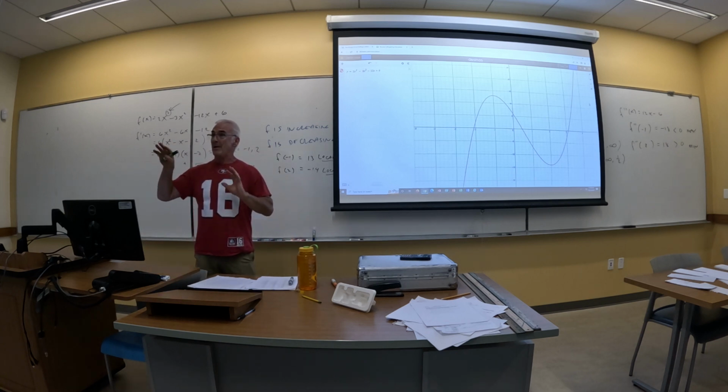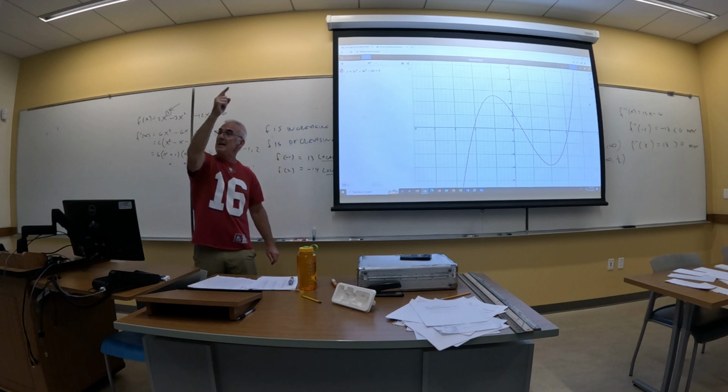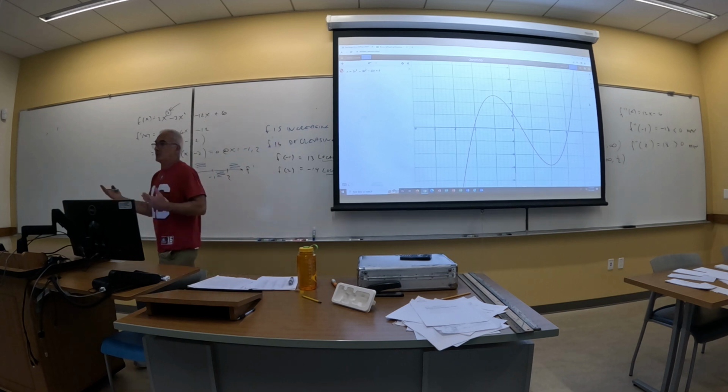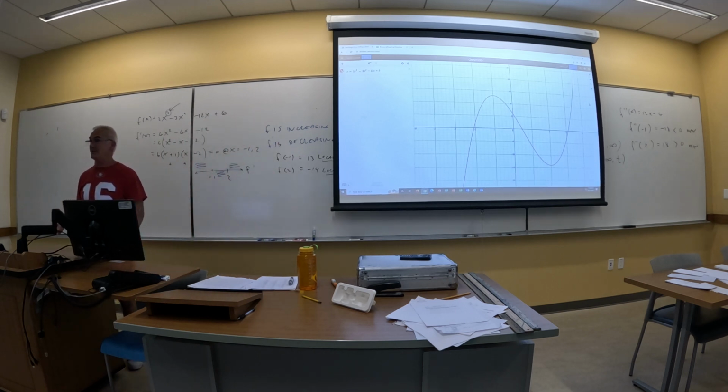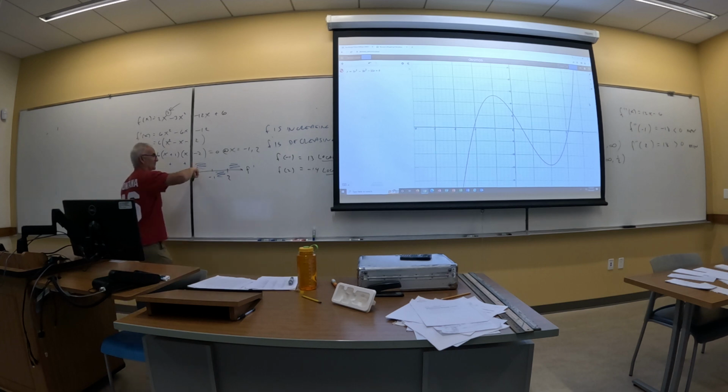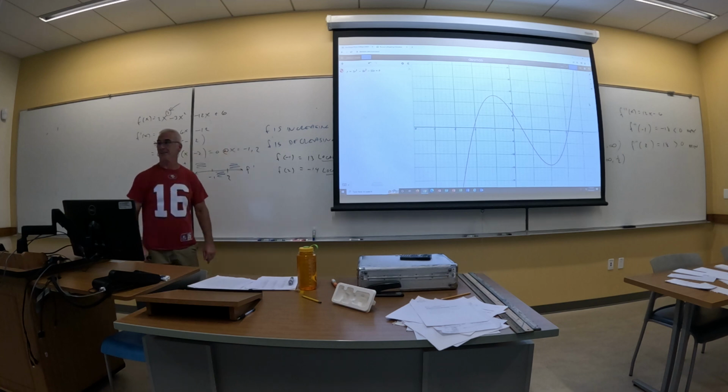Increasing, decreasing. But now that I have my critical values, if I plug them into the second derivative, it's either going to be positive or it's going to be negative. Think of it like this. Doesn't this say I'm going like this? Yes. Which means I'm also concave down there. Aren't I going like this? Yeah, which means I'm also concave up there, and that's what that said.